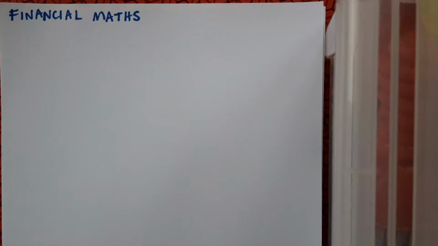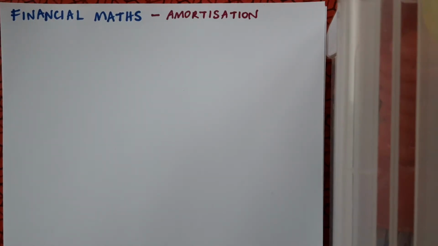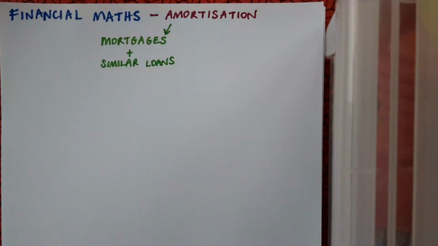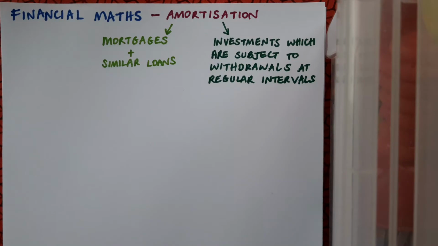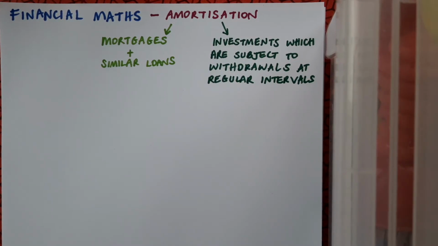This video on financial maths deals with amortisation, and generally amortisation type questions relate to mortgages or similar loans, or investments which are subject to withdrawals at regular intervals. You might wonder how these two different things might actually end up being the same type of question. Well, amortisation is all about competing, increasing and decreasing balances.